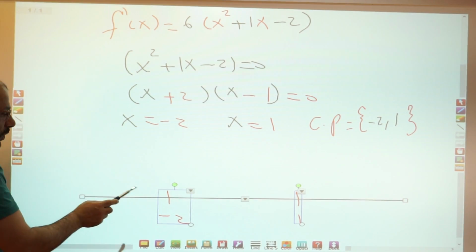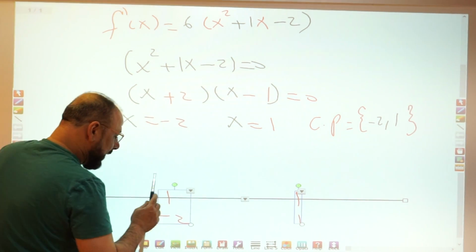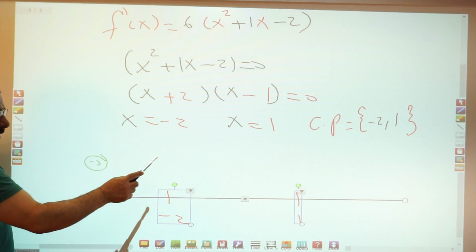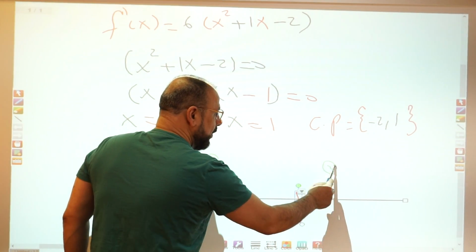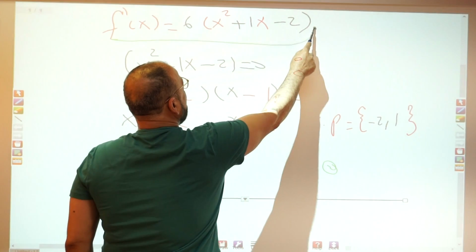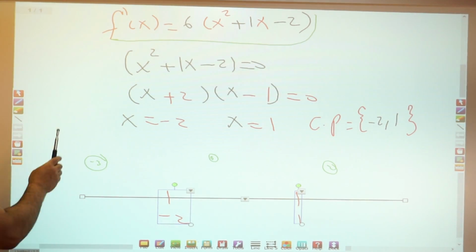Okay. Choose easy values. Look here, I'm going to take negative 3 here, in small handwriting, in the middle 0, any value, and here 2. Then after that you plug each value in the derivative, to see whether the answer is negative or positive.